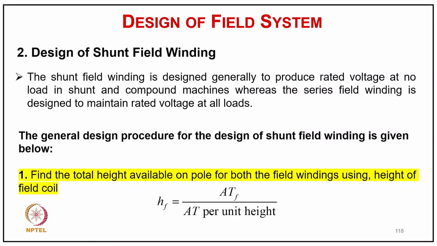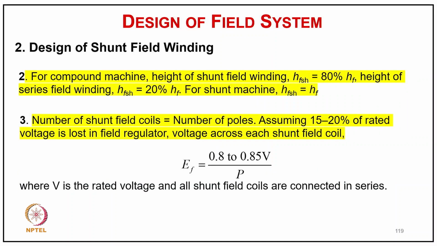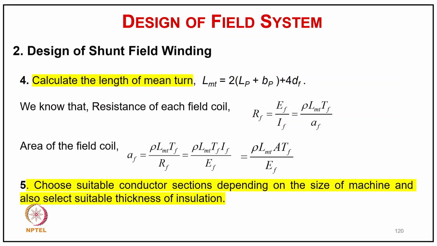To find the total height available on the pole for both the field windings, use the height of the field coil, that is HF equal to ATF upon 80 per unit height. For design of shunt field winding in a compound machine, height of the shunt field winding HS equal to 80% HF, height of the series field winding HSC equal to 20% HF. So for shunt machine HS equal to HF. The number of shunt field coils will be the number of poles. Assuming 15 to 20% of the rated voltage is lost in the field regulator, the voltage across each field coil will be EF equal to 0.8 to 0.85 V divided by P, where V is the rated voltage and the shunt coils are connected in series.